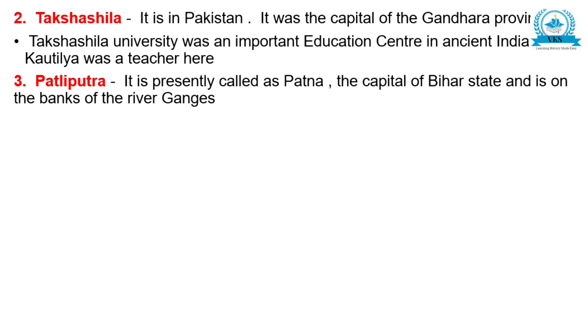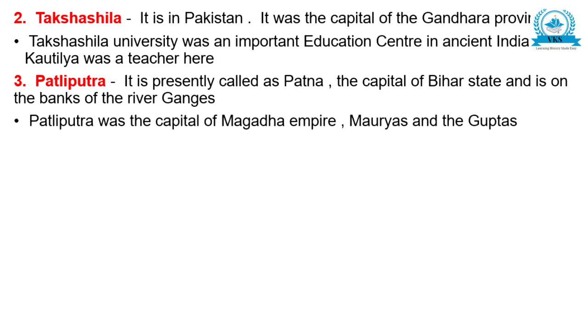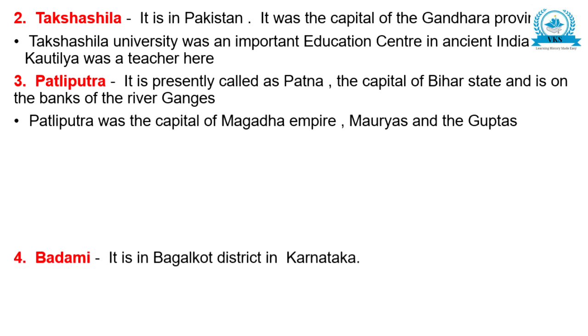Third is Patliputra. It is presently called Patna, the capital of Bihar state, and is on the bank of river Ganges. Patliputra was the capital of the Magadha Empire, the Mauryas and the Guptas.